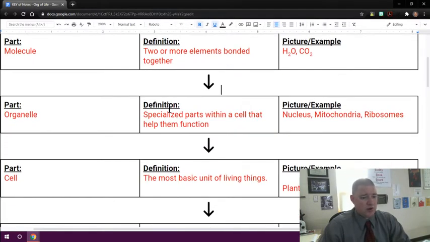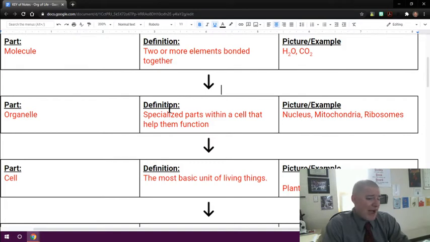We then get into our organelles, which are specialized parts in the cell that help them do a specific task or function. We've already covered these before. Now we're getting into familiar territory. Things like a nucleus, a mitochondria, a ribosome. Those are all considered organelles. Those are the tiny little parts that help make things up.